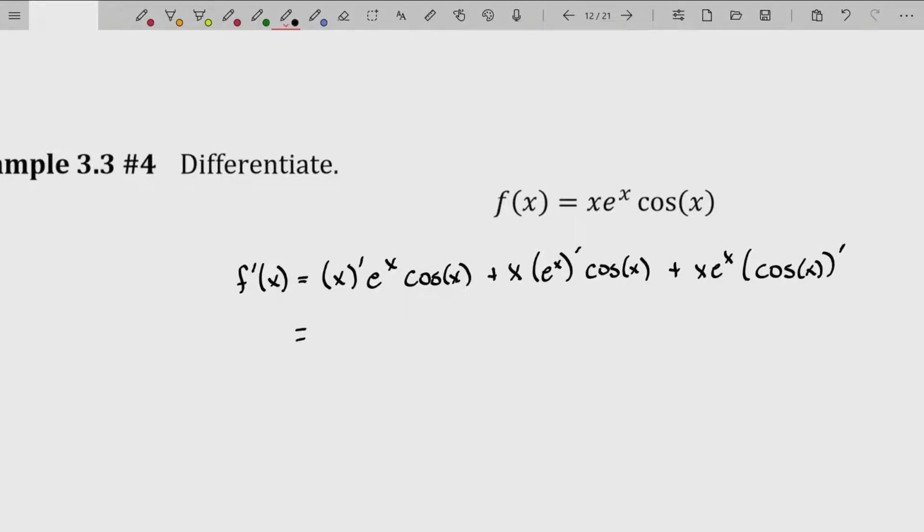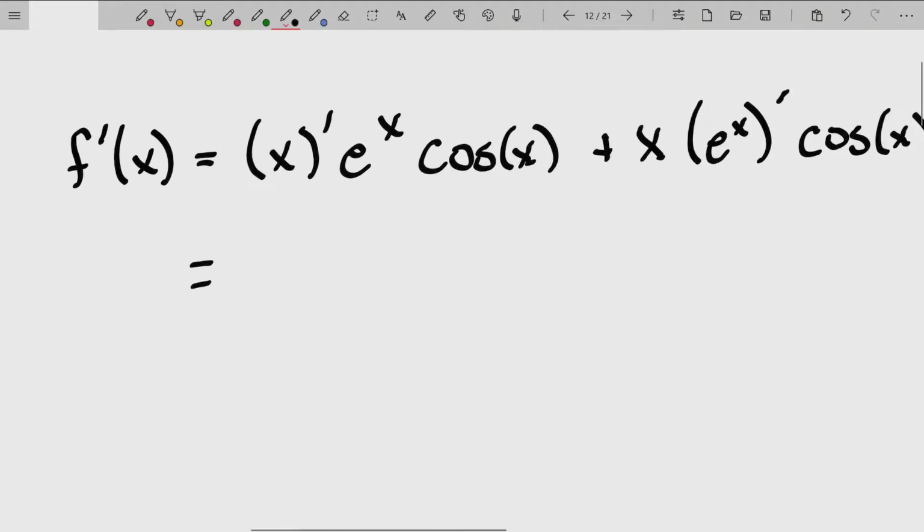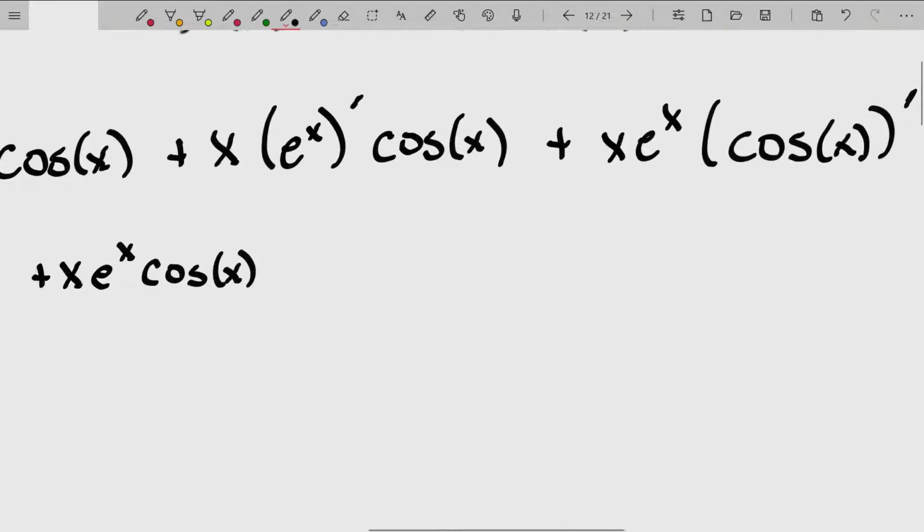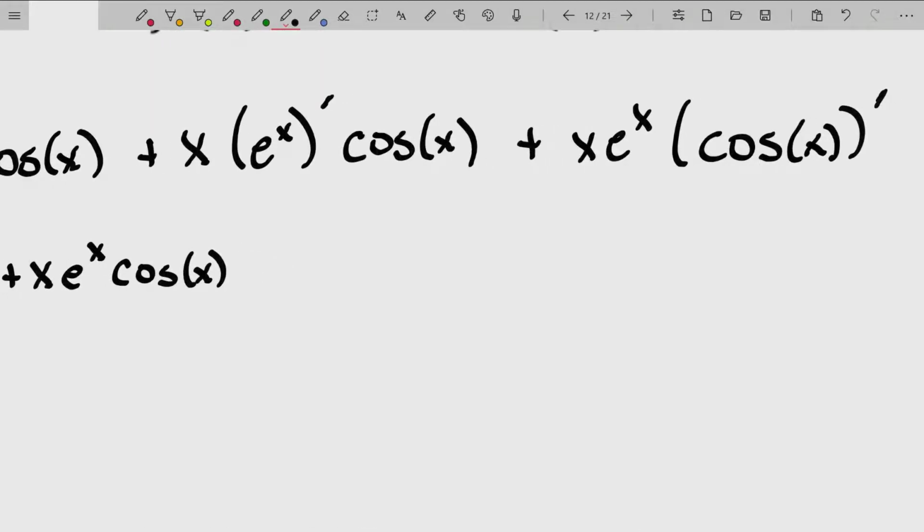The derivative of x is 1. So this is e to the x times cosine of x. The derivative of e to the x is, well, just e to the x. So that's x e to the x cosine of x. And finally, the derivative of the cosine, that's the trig one. And remember, it's a cofunction. Derivatives of cofunctions are going to be negative. So negative x e to the x. And then the cosine's derivative would be that sine, of course, with the negative.